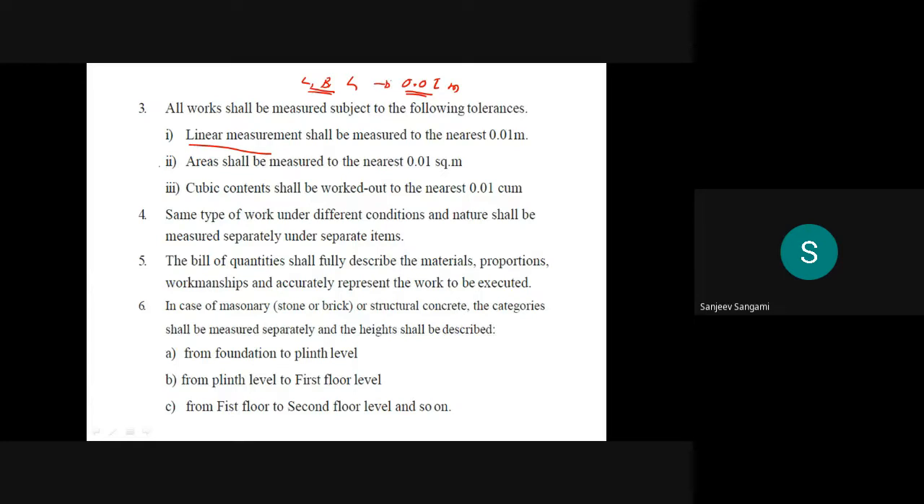Then areas, in square meters, you measure to the accuracy of the nearest 0.01 square meters. The cubical contents, in terms of cubic meters, if you are calculating volume, you can work out to the nearest 0.01 cubic meter. So that has to be maintained always.